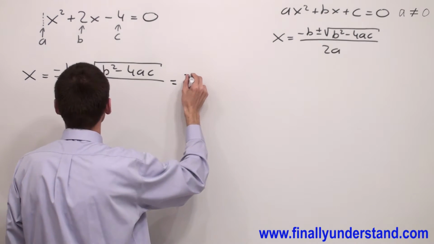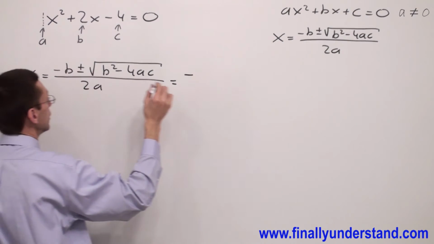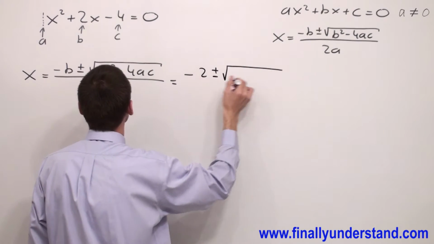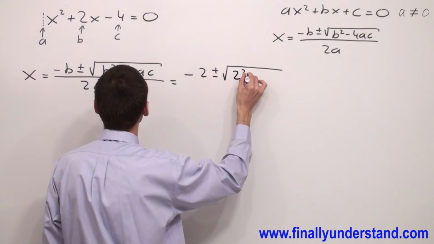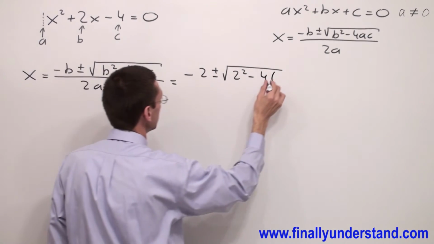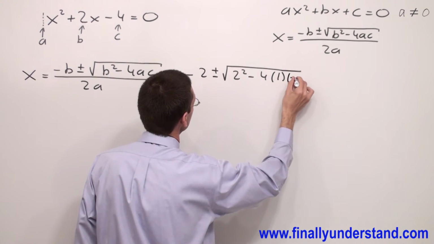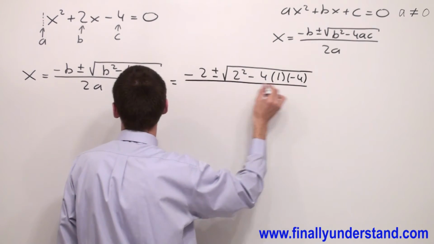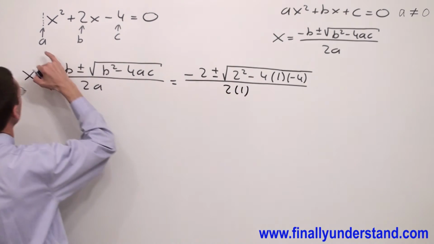I have negative, you have to copy down this negative, and B is what? 2. So I'm going to write 2 plus minus square root, and I have B squared, so I have 2 to the second power minus 4 times A, and A is equal to 1, and C is equal to negative 4, over 2 times A. I have 2 times 1 because A is 1.